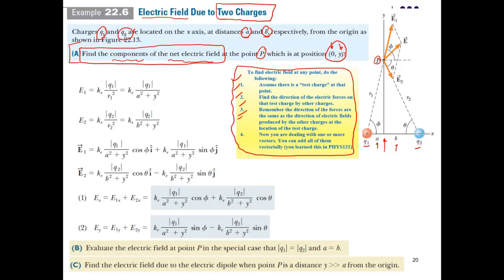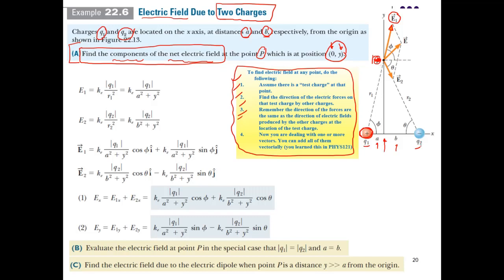So just assume there is a test charge located at point P. What's going to happen to that test charge? Well, that test charge will be pushed away because this one is positive. So the electric field produced by Q1 at the location of P will be in that direction. This is E1. E1 is the electric field produced by Q1 at point P.